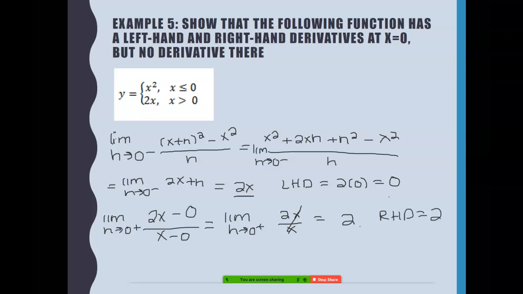The left-hand derivative is equal to 0. If the right-hand derivative does not equal the left-hand derivative, then the derivative does not exist. It's just like continuity. If the left-hand limit doesn't equal the right-hand limit, then it is not continuous. If the left-hand derivative does not equal the right-hand derivative, then the derivative does not exist.